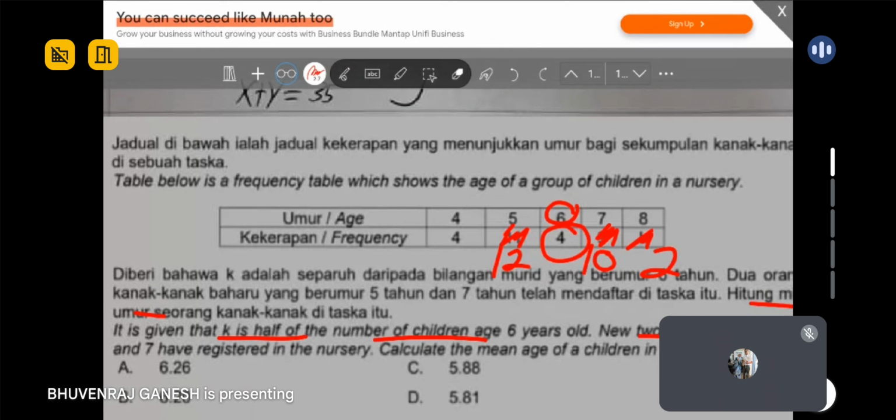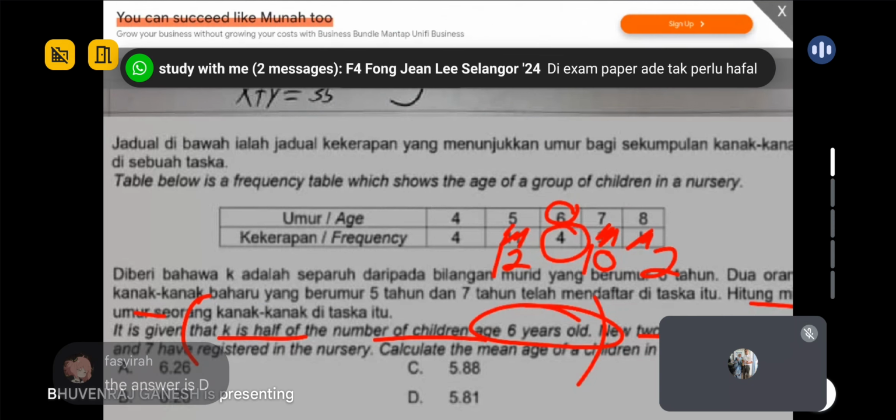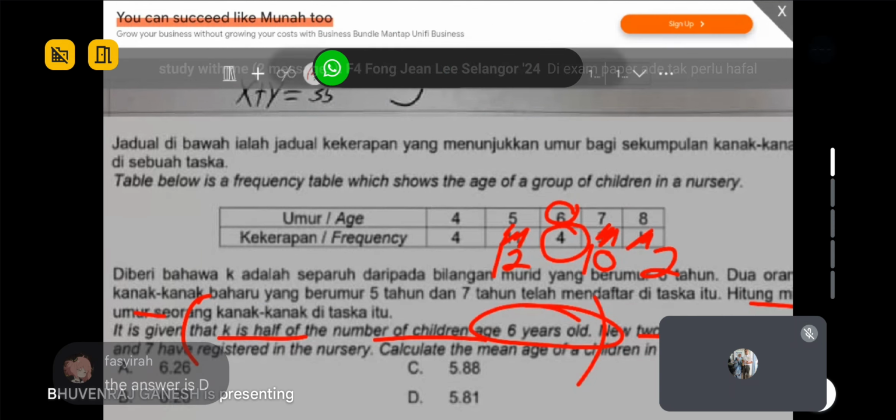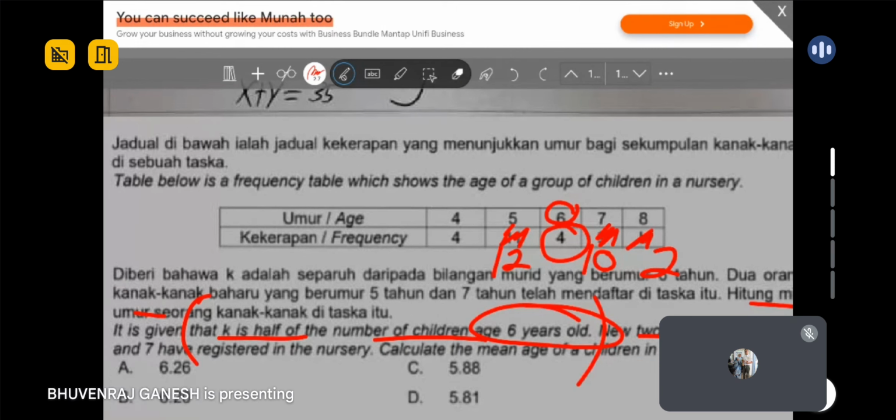I already told you just now, they say that K is half the number of children age 6. Can you see this statement over here? K is half the number of children age 6. So age 6, you have a frequency of 4. 4 refers to the number of children age 6. So they say half. So 4 must be divided by 2.